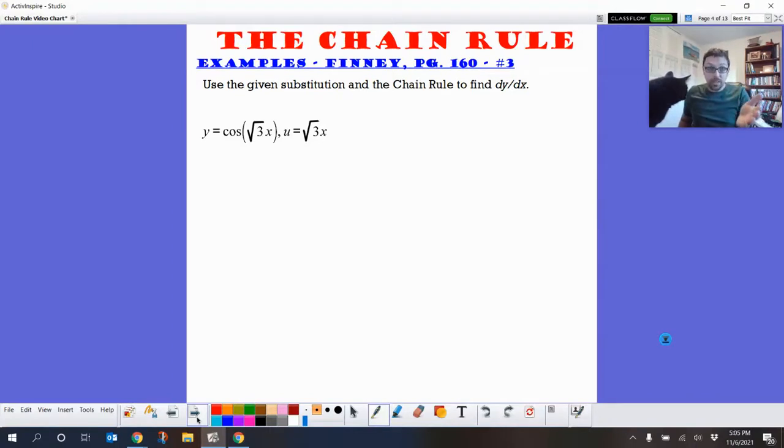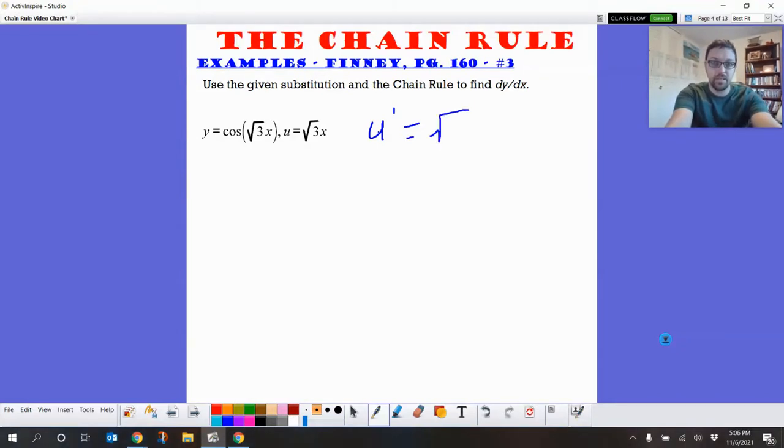They actually told us what the inside was on this one. It was square root of 3x. We want to figure out what the derivative of the inside is because we're going to need it a little bit later. We don't know what it is right now, but let's just figure it out. I would like to use u prime. The derivative of the square root of 3x is just going to be the square root of 3.